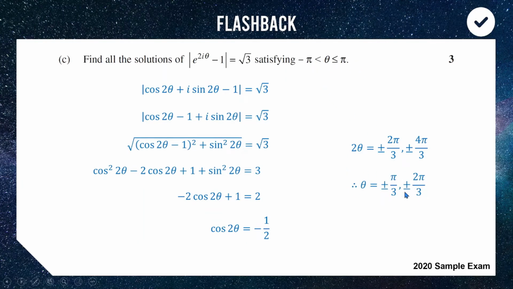So if you try that yourself and you got positive negative pi on 3 and positive negative 2 pi on 3, well done, you got 3 marks in what is essentially a fake HSC exam from 2020.